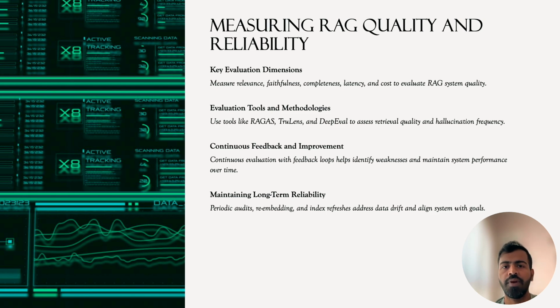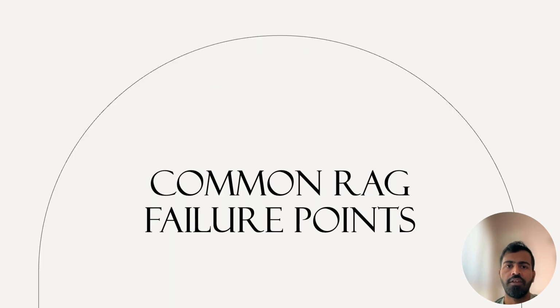A strong feedback loop helps pinpoint where issues originate: chunking, embedding, retrieval settings, or prompt context design. Performance can drift as documents change. So periodic audits, re-embedding, and index refreshes are essential. So, diagnosing and preventing system weakness.